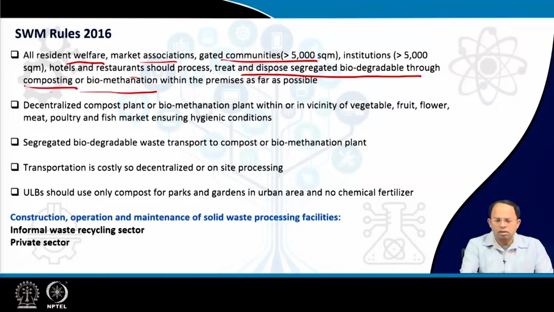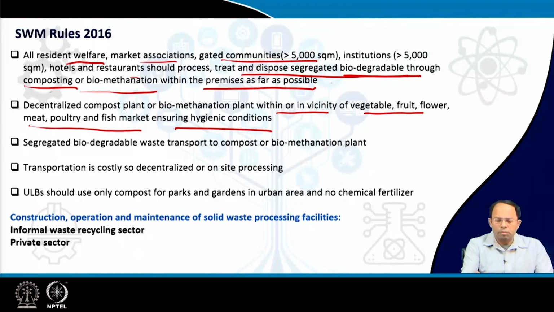So, because we are talking about biodegradable waste, segregated of course, in that case this segregated biodegradable waste should be treated via composting, and it should be done within the premises as far as possible. So, a welfare association or a colony should try to do the composting within its boundary itself, but if not, then it can also look into some options of decentralized composting or composting at the ward level for that matter. Now, a decentralized compost plant or biomethanation plant should be within or in the vicinity of vegetable, fruit, flower, meat, poultry and fish markets, ensuring hygienic conditions.